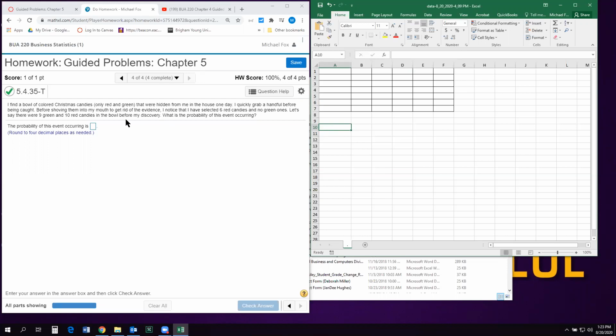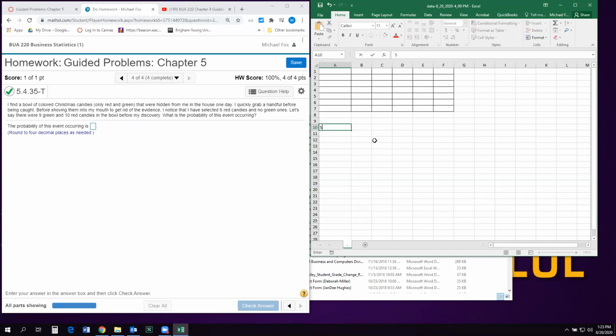So it says, I noticed I've selected 6 candies. So he grabs a handful, and it has 6 candies in his handful, and he grabs 6 red ones and no green ones. And you're probably thinking, as a statistician, that's weird. Like, what's the chances of that? So he says, let's say that there are 9 green and 10 red candies in the bowl. What's the probability of this event occurring?